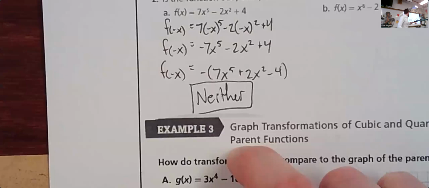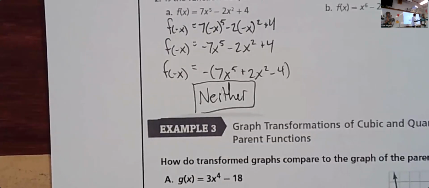So if this was going to be an odd function, this 4 right here would have to be a minus. All right. Try B on your own. See what you get with that one. Substitute in for opposite x, see what happens.